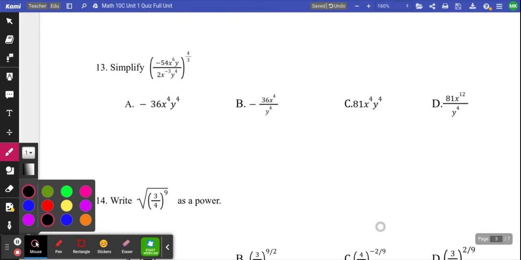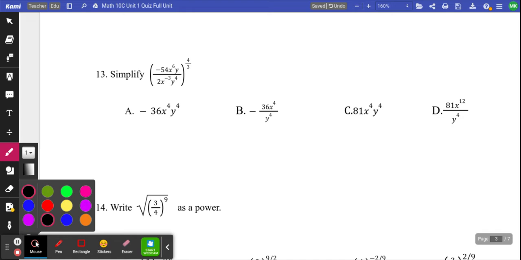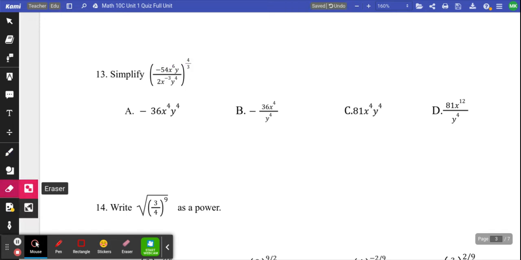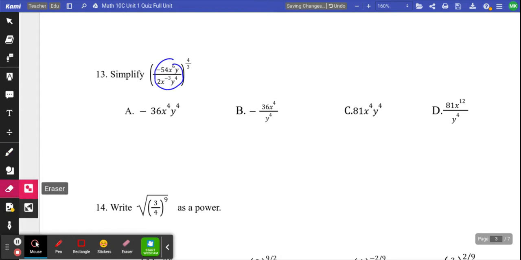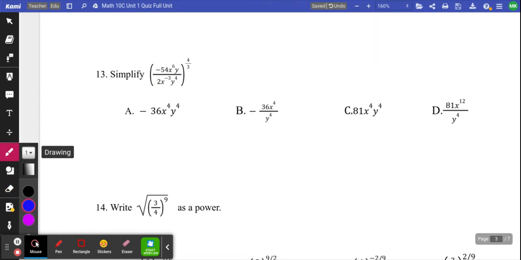Number 13. Simplify. Before I bring this in, before I do all that, I'm going to look inside those brackets and realize I can simplify a whole bunch of that stuff. So I'm going to go ahead and do that first. Coefficients with coefficients. Both those numbers can divide by 2. Negative 54 does divide by 2. It just becomes negative 27.